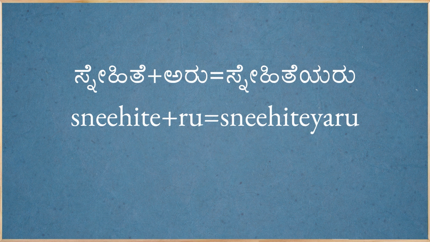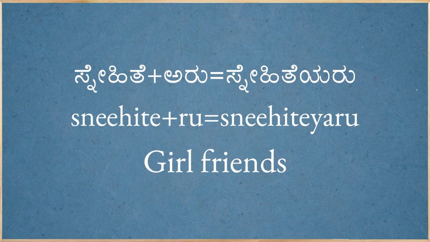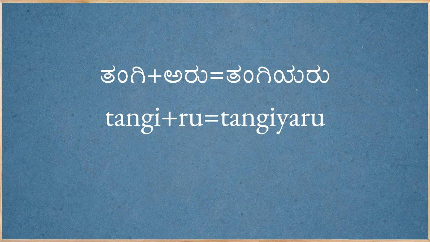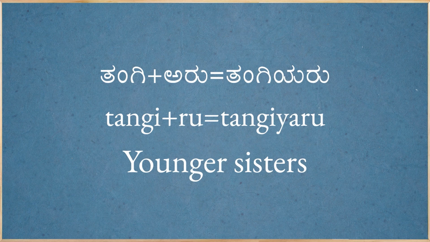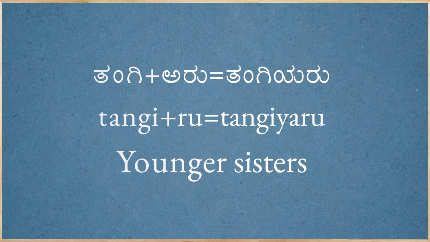Snehite plus aru will become snehiteyaru. Snehiteyaru. Girlfriends refers to a group of female friends. Tangi plus aru will become tangiyaru. Tangiyaru. Younger sisters denotes multiple younger sisters. Please note, while adding the plural marker aru to e or a ending nouns, there is an addition of ya before aru. This is the general rule.